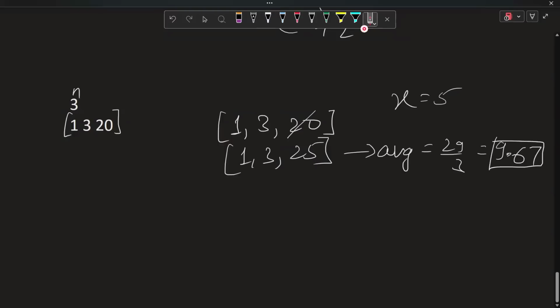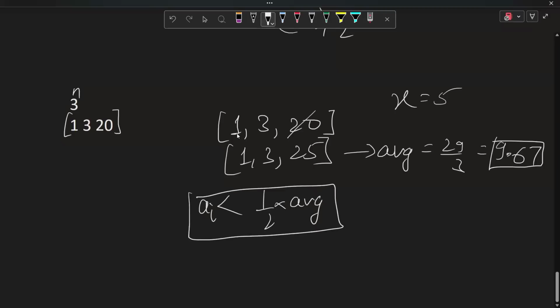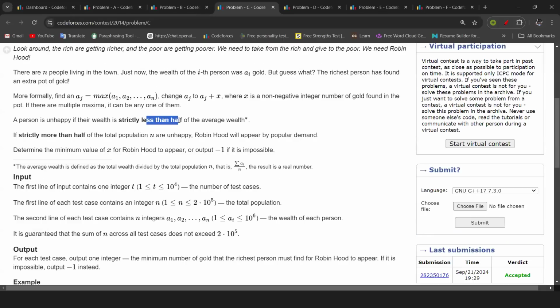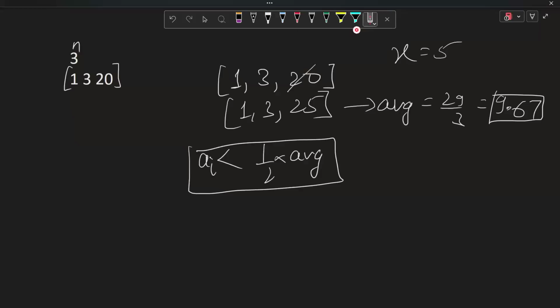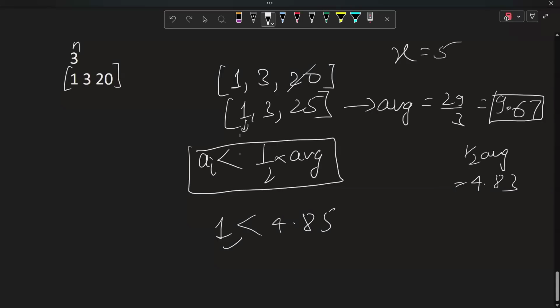Now, for each person, we would determine whether that person is happy or unhappy. A person is unhappy if his wealth, ai, is less than half of average, and it is strictly less than half. So we check the first person against half of average wealth. Half of 9.67 is about 4.83. This one is less than 4.83, so this person would be unhappy.